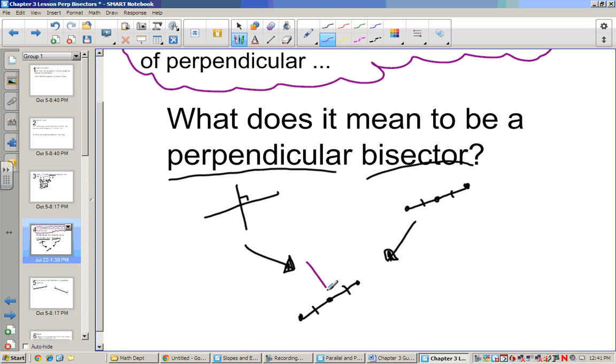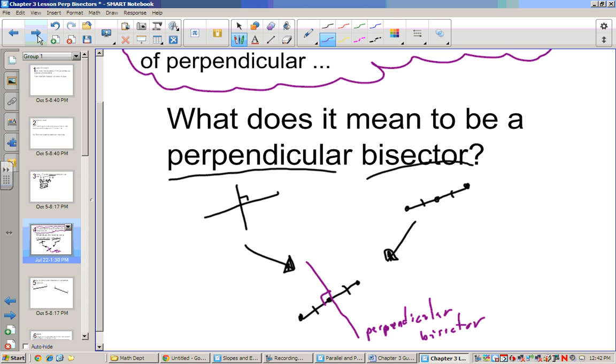So I'm going to draw a line in here. That line is going to cross at 90 degrees, and it hits this point right in the middle. So this purple line is the perpendicular bisector.